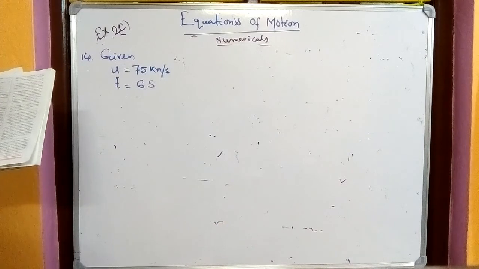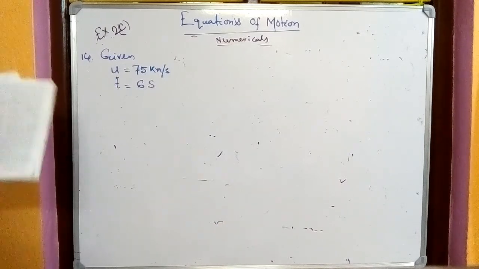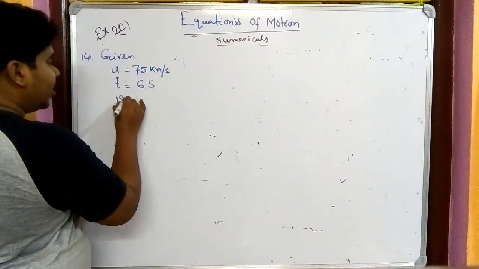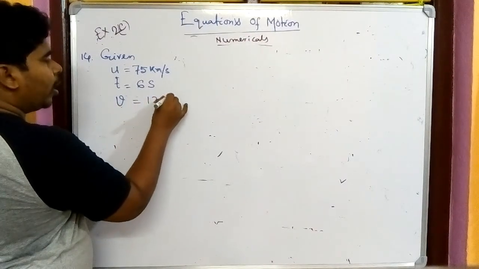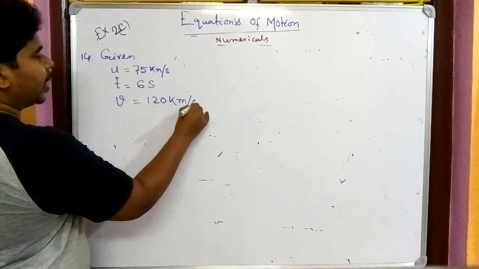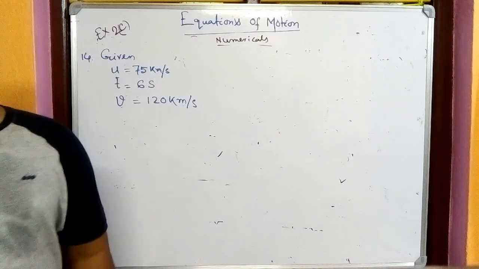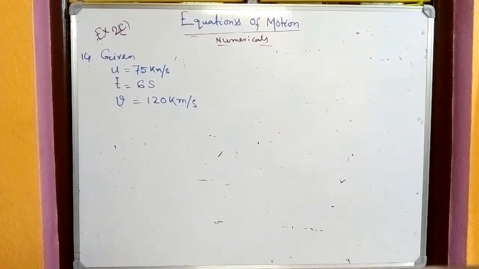At the end of this time, the speed is 120 km per second. So v, the final velocity, is 120 km per second. Rocket motor means it's a special kind of engine, so that if it fires in the backward direction, then the spacecraft will move in the forward direction.